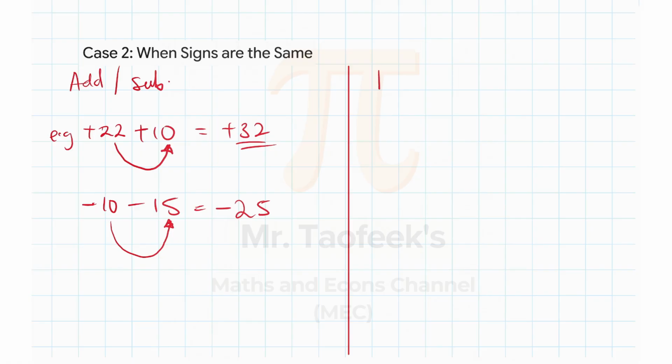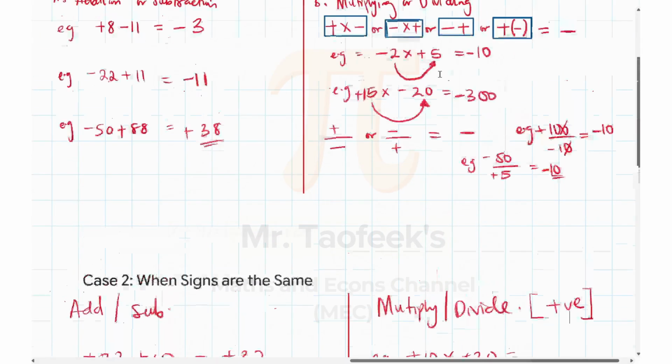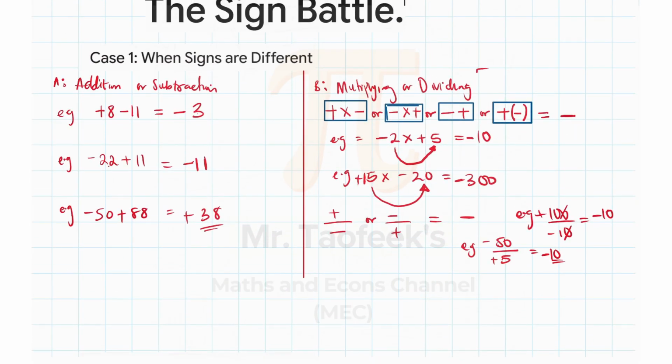But what about if the signs are the same and I'm multiplying or dividing? What's going to happen? Say, for example, I have positive 10 times positive 20. Focus on the numbers. 10 times 20, that's 200. So whenever the signs are the same and I'm dividing or multiplying, my result is always positive. Remember this one. Whenever I'm multiplying or dividing and the signs are different, my answer is always negative.